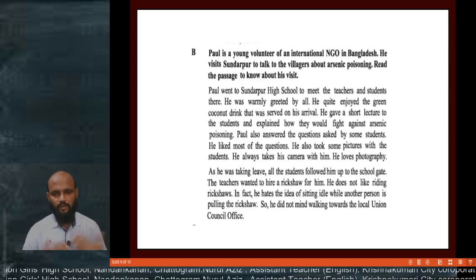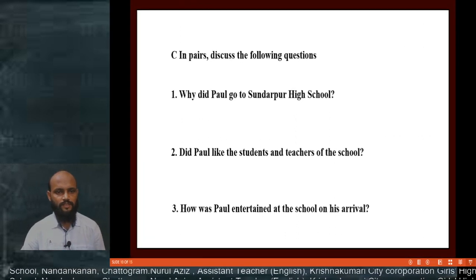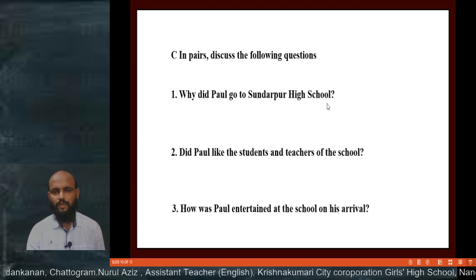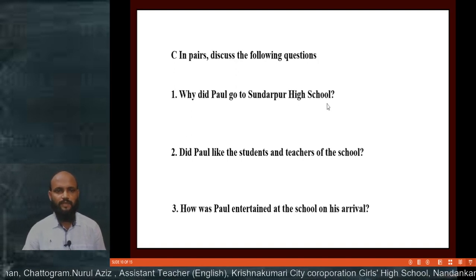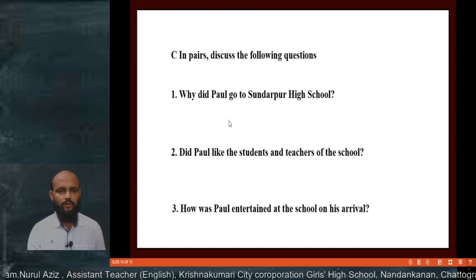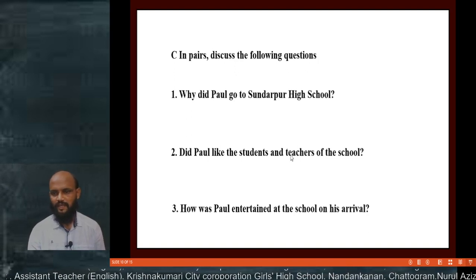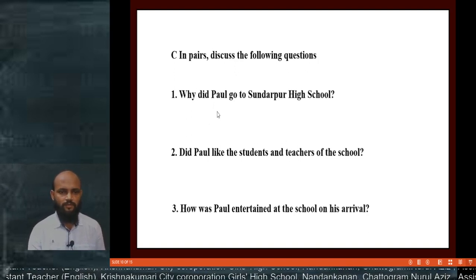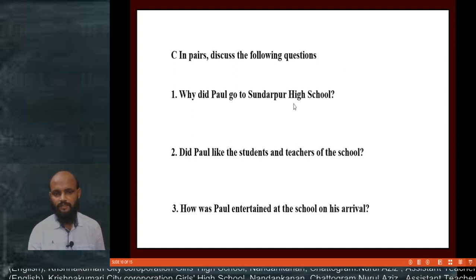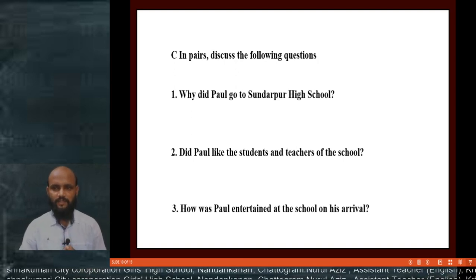So my dear students, hope you have understood the lesson, and now we will answer some short questions. You see, the first one is, why did Paul go to Sundarpur High School? Try to guess the answers and follow me. You have to remember that you have to write the correct tense while you are writing the answers. Did go, did like, was entertained. These are all in past tense, so you have to answer the questions in past tense, writing the right form of verbs.